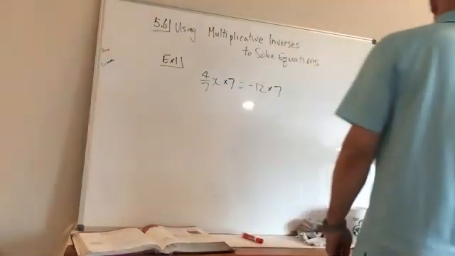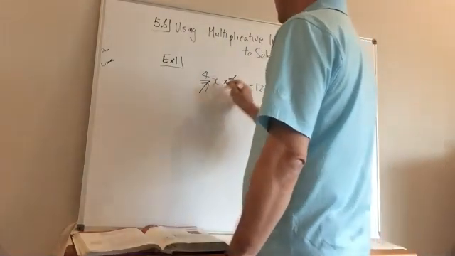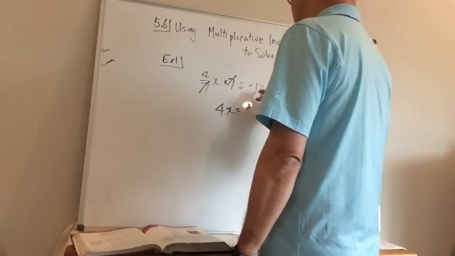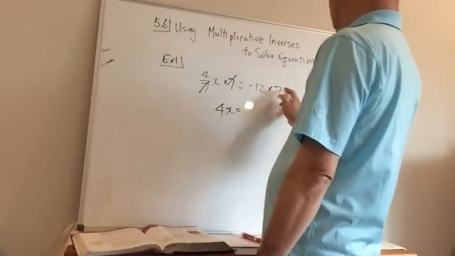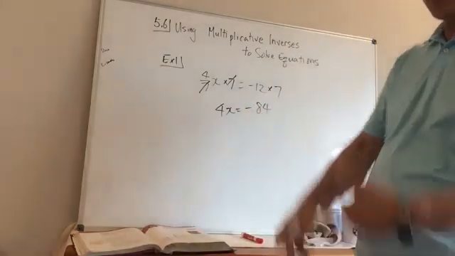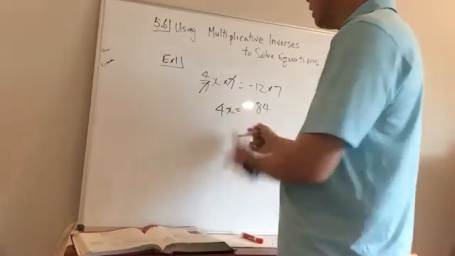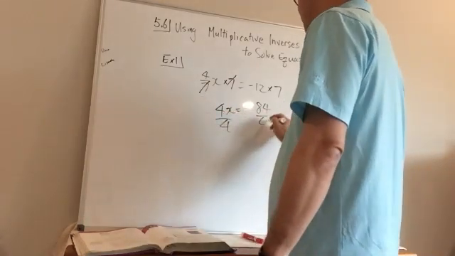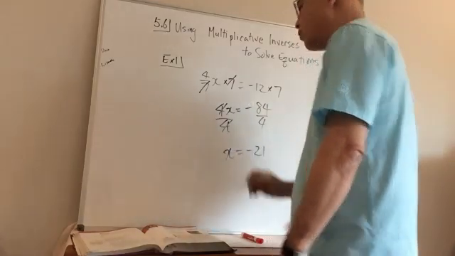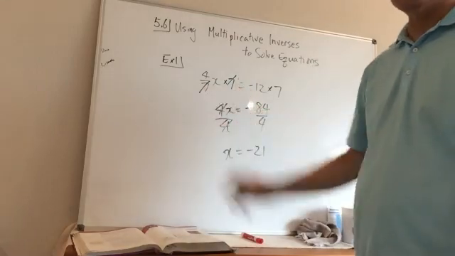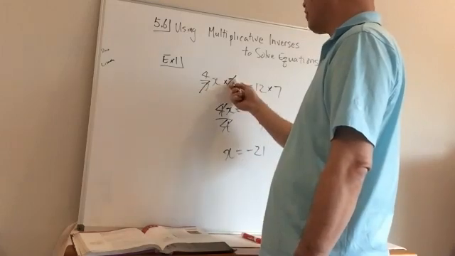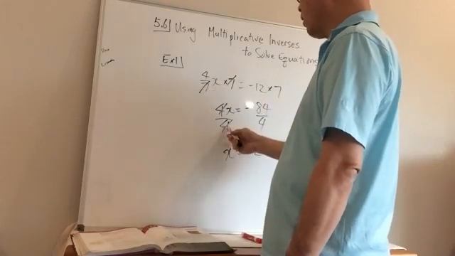If I multiply everything by 7, now this 7 cancels out, and I have 4x is equal to negative, I don't know, this is what? 84. Now I have something that I started with earlier. Now I can just divide by 4. And these 4's cancel out, and I get x is equal to negative 21. I get the same answer. It's a two-step approach, right? I'm multiplying it by 7, and then I'm dividing it by 4.